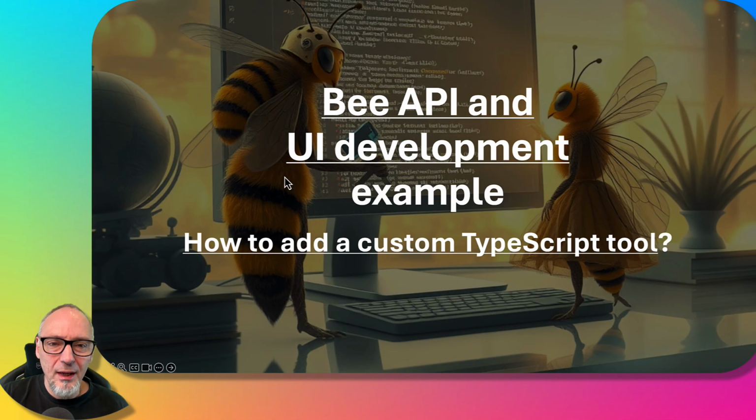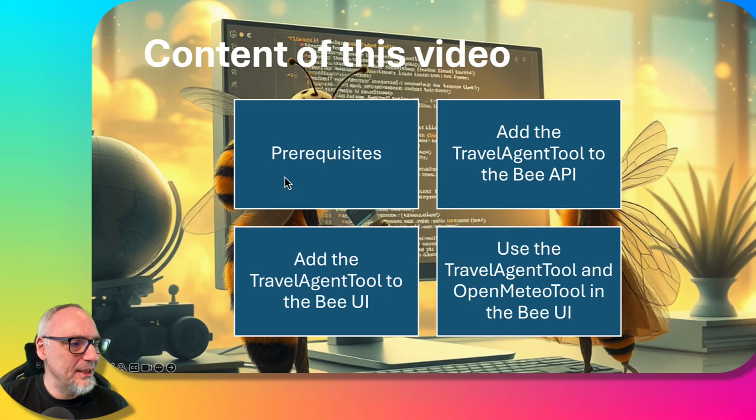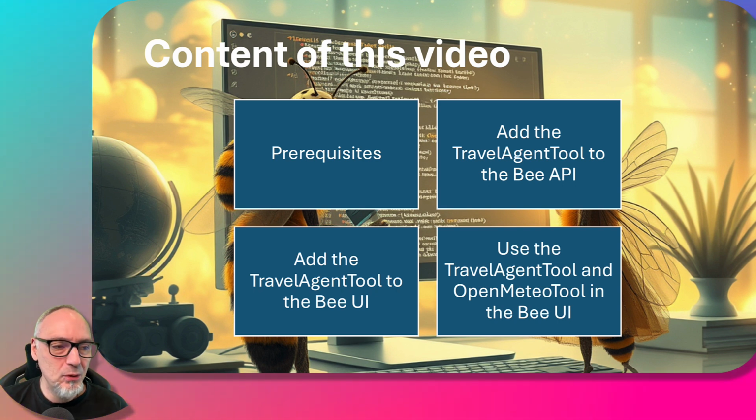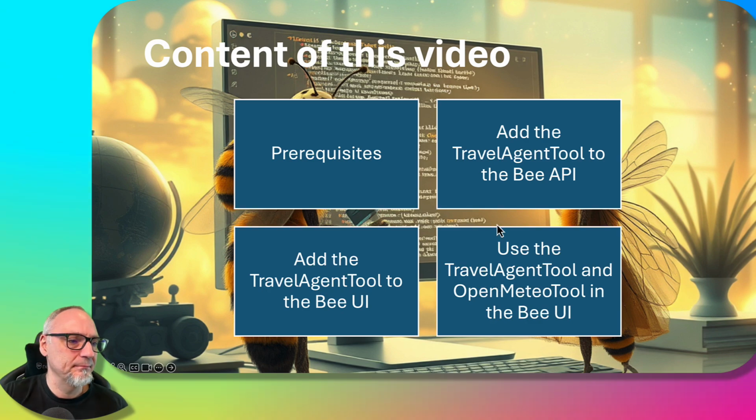The agenda for that video is that we take a look at the prerequisites. You need to understand a bit what the example is, what we are going to add, what the tool is. And then we add that tool to the Bee API. Then we're going to add it to the UI. And then we will use it in the UI.